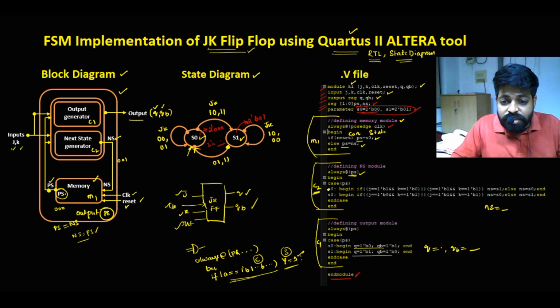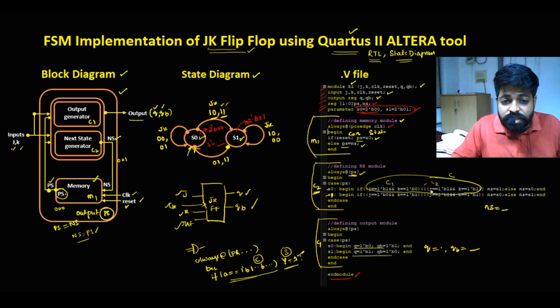There are two cases, s0 and s1. Sorry, this is s1. When it is there in the s0, based on the condition j equal to 1 and k equal to 0, or j equal to 1 and k equal to 1, either this condition or this condition. I am taking a combination of condition 1 and condition 2. This is what we call your combined condition.